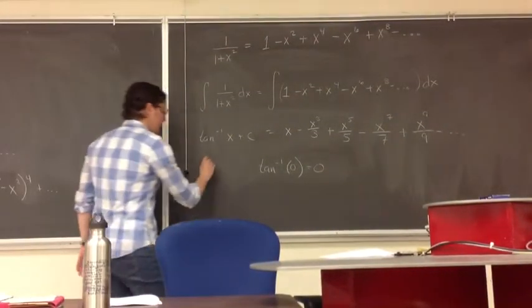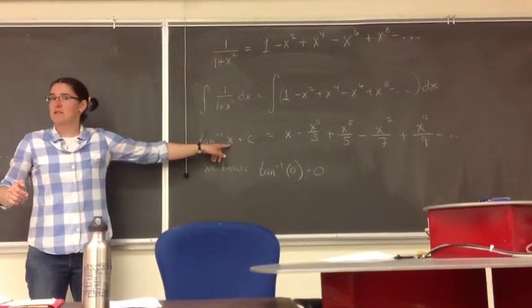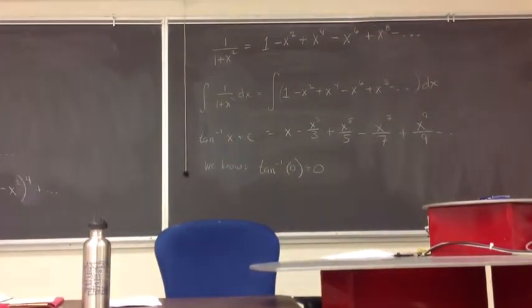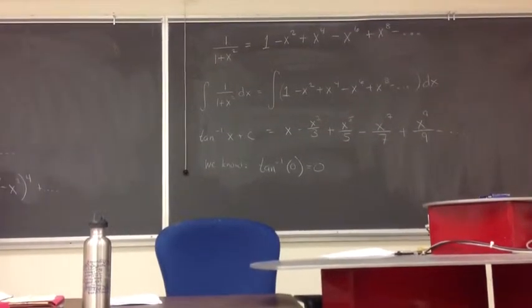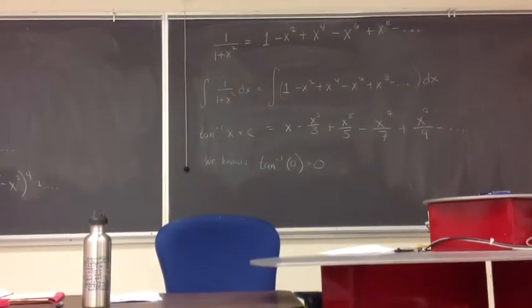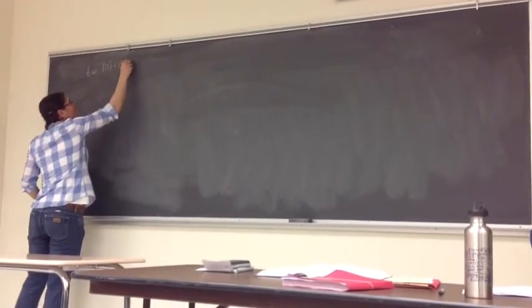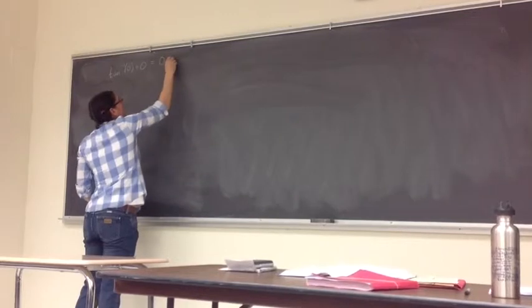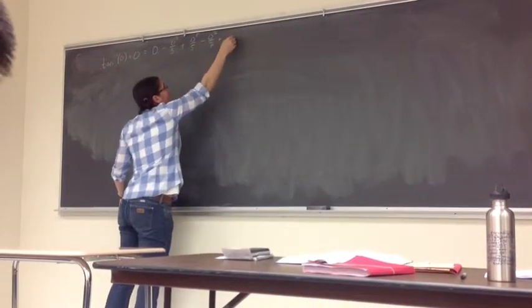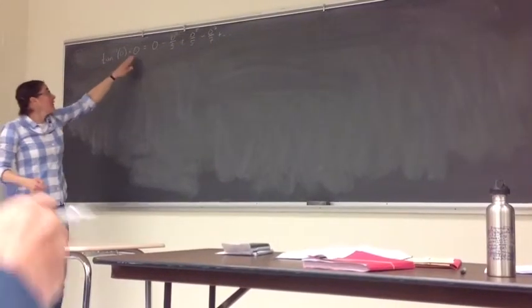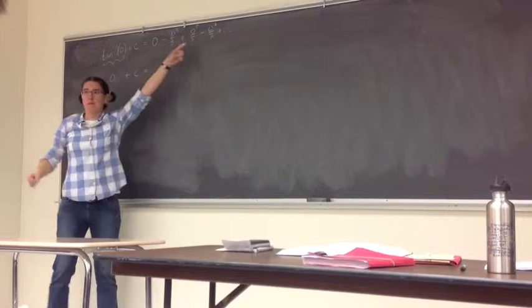And so by knowing this, since we know that the arctangent of 0 is equal to 0, if I plug in 0 for x, then on the right-hand side, I end up with a whole bunch of zeros. So we've got arctangent of 0 plus c is equal to 0 minus 0 cubed over 3 plus 0 to the 5th over 5 minus 0 to the 7th over 7 dot dot dot. So if I fill in a 0 for x, then arctangent of 0 is 0, and so I have 0 plus c is equal to a whole bunch of zeros added together.